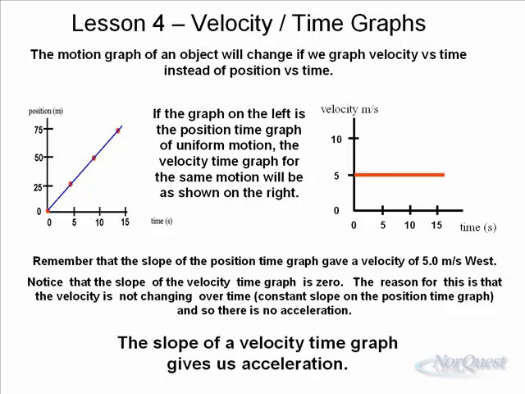In this particular case, the slope of the velocity time graph is 0, and that makes sense because the acceleration of this object is 0. It's not accelerating, it's moving at a constant velocity of 5.0. It doesn't speed up, it doesn't slow down. If it were to speed up or slow down, the shape of the velocity time graph would look different.